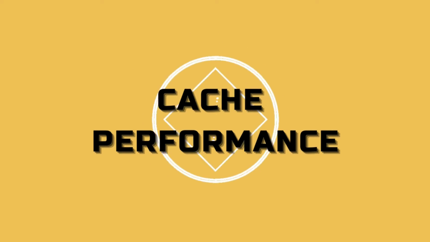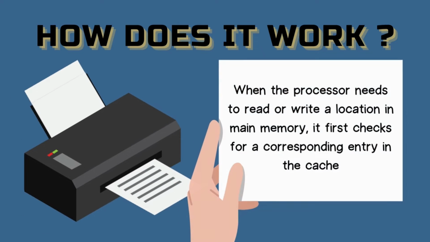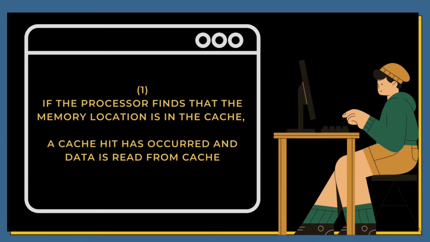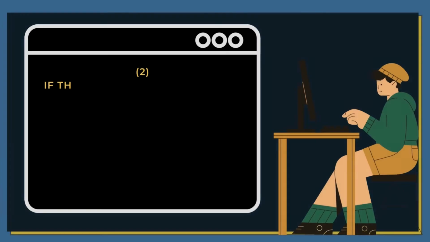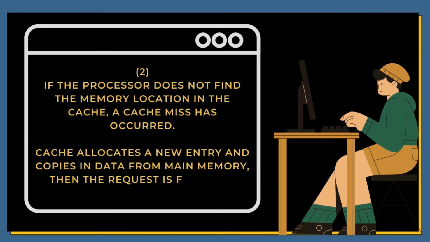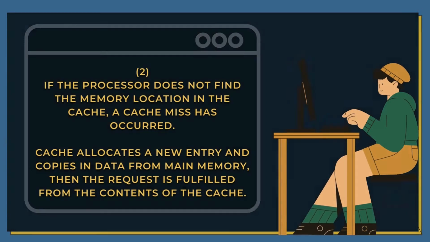So cache performance, how does it work? When the processor needs to read or write a location in main memory, it first checks for a corresponding entry in the cache. Data will be read from the cache if the processor finds the memory location in the cache, which is called a cache hit. If not, a cache miss has occurred. The cache will allocate a new entry and copy in data from main memory.